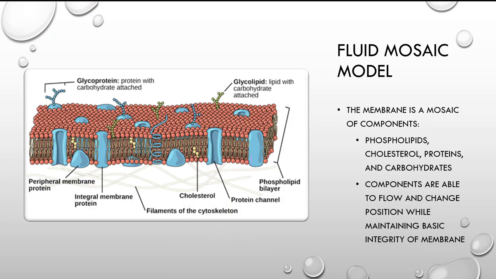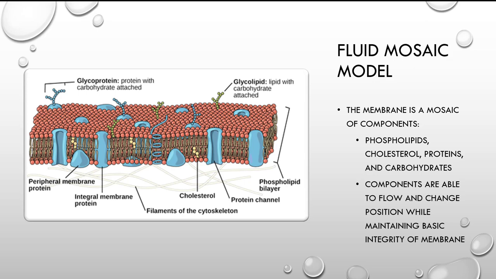So let's talk about the structure of the cell membrane. We call it the fluid mosaic model. The reason we call it a fluid mosaic model is because, first off, it is fluid, okay? So it's constantly forming and reforming over and over again. And then the second part, mosaic. That means that it is a mosaic of different components, okay? So let's talk about that.